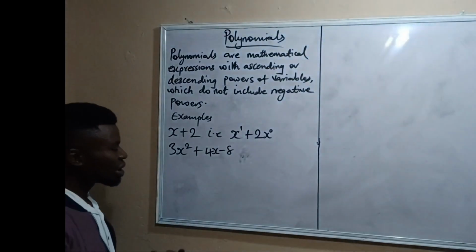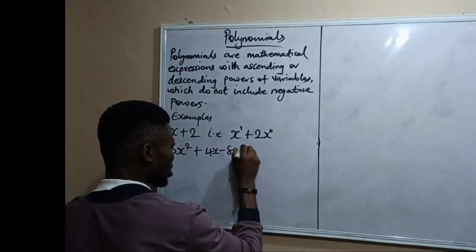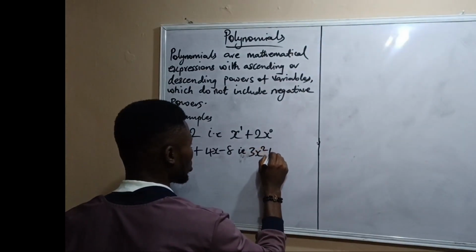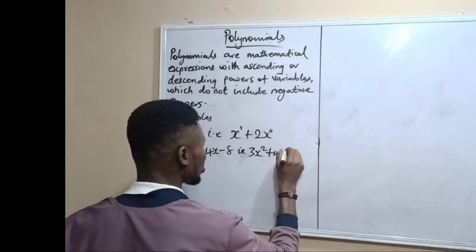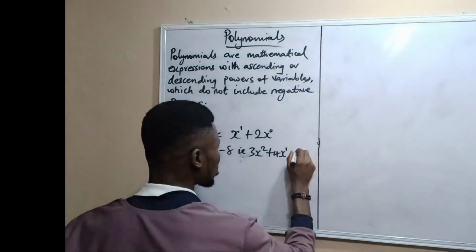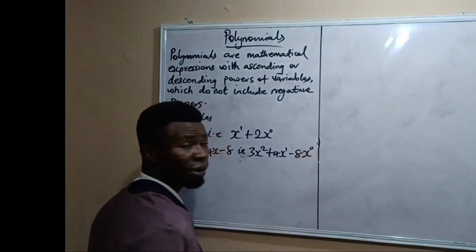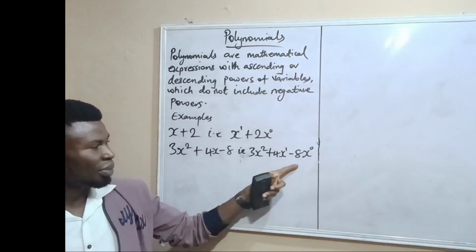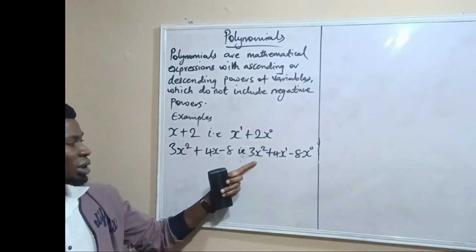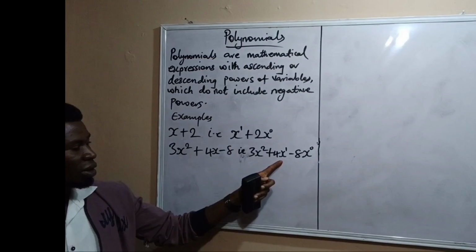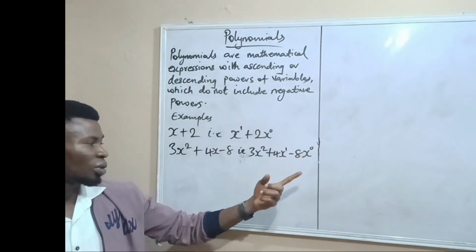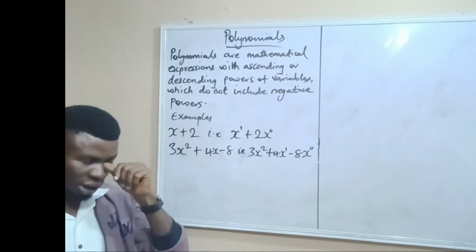Now, this can be written also as 3x raised to the power 2 plus 4x raised to the power 1, then minus 8x raised to the power 0. If you look at the variables, they have descending powers. This one is raised to the power of 2, this one is raised to the power of 1, and this one is raised to the power of 0. Anything raised to the power of 0 is 1. That's why it is 8.